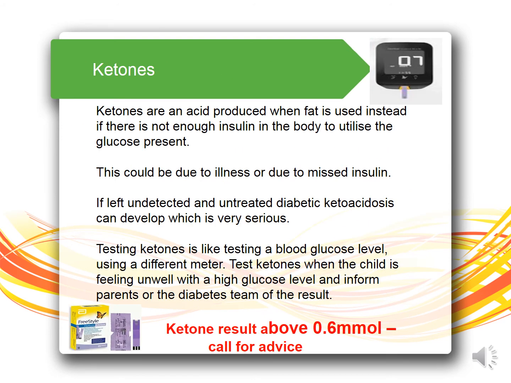So I have just mentioned ketones there. Ketones are an acid produced when fat is used instead if there is not enough insulin in the body to utilise the glucose present. This could be due to illness, as the body requires more energy and hormones are released that can cause insulin resistance, or it can be due to missed insulin. If it's left undetected and untreated, a serious condition called diabetic ketoacidosis can develop. Testing ketones is very much like testing a blood glucose level, just using a different meter, the one on this screen.